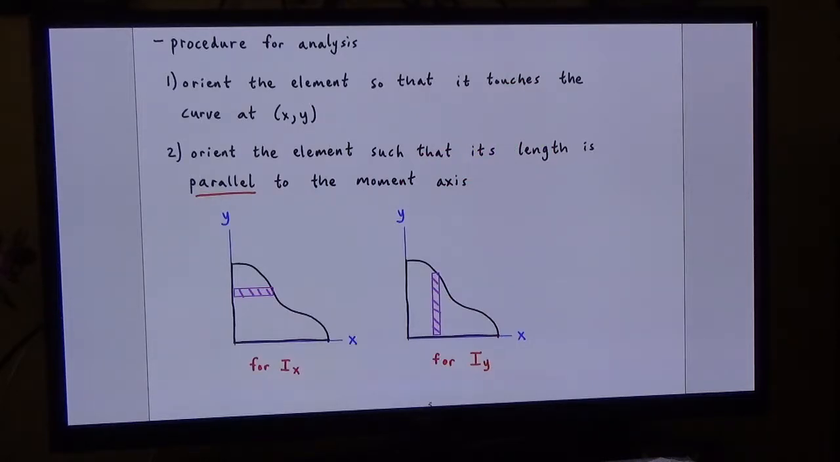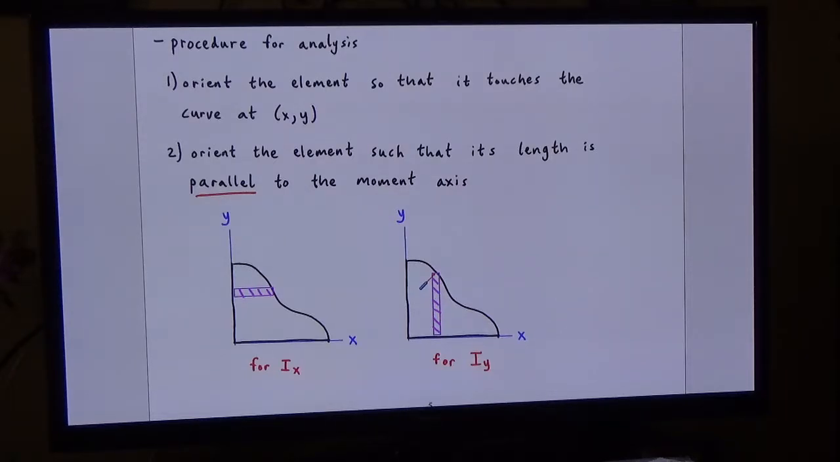For the integral method, this is our general procedure for analysis. The first thing is to choose a representative element in order to integrate. We want to orient the element such that it touches the curve right at x, y. Notice that both of these elements touch the curve at some x, y.